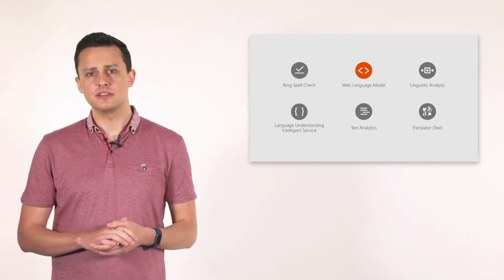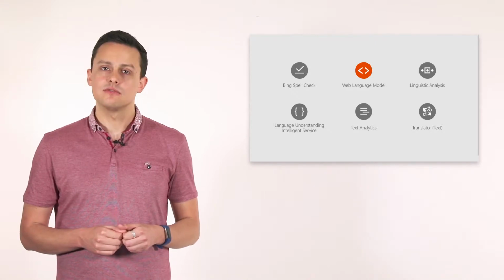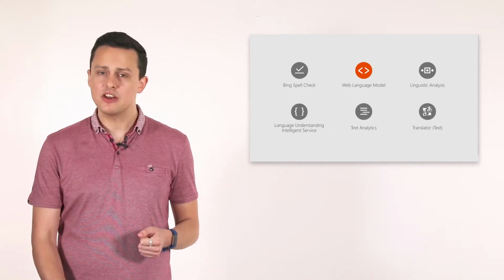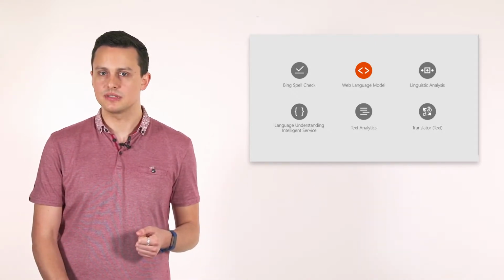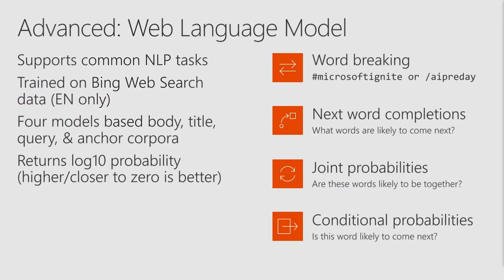The next couple of services that I'm going to talk to you about are probably more in the advanced category for dealing with natural language. It may not be as applicable as the services that we've talked about thus far. The first is the Web Language Model. This is trained on Bing web search data to understand language and helps us accomplish some common natural language tasks. Right now, unlike many of the other services, this is only available in English.